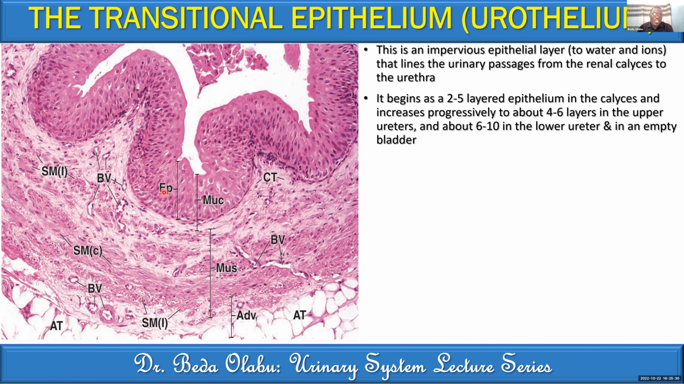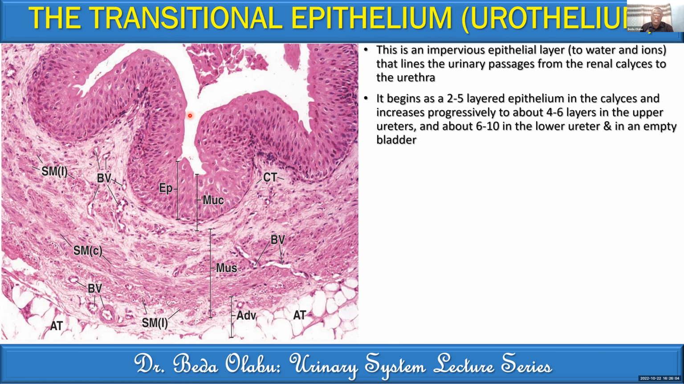The upper segments of the urinary passageways will have a lower number of cell layers. Let me put it this way. The epithelium is stratified, yes, but the upper segments will have a lower number of cell layers compared to the lower segments of the passageways, and that should make sense. So things like calyces will have about 2 to 5 layers of cells, but as you go down to an empty urinary bladder, you can even get up to 6 to 10 layers of cells.